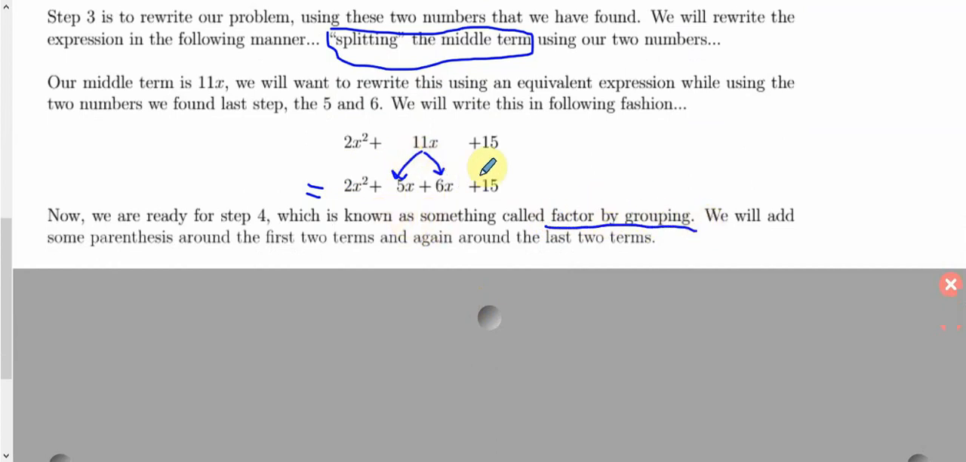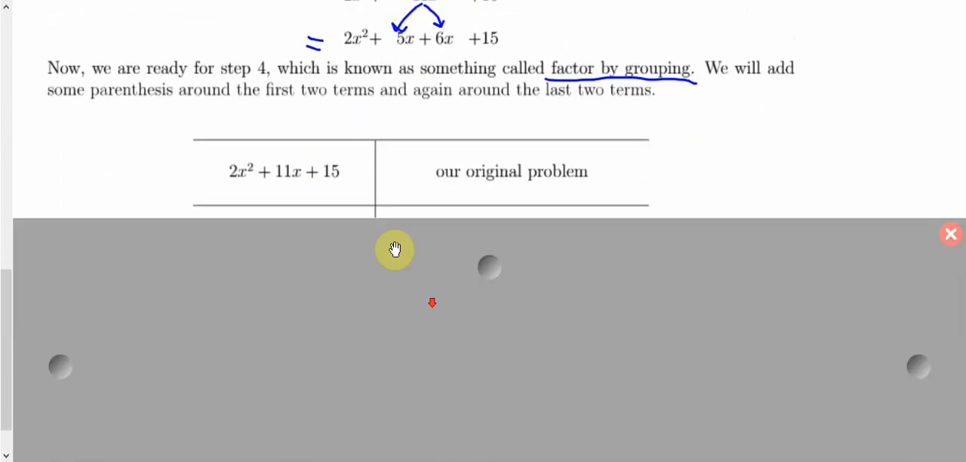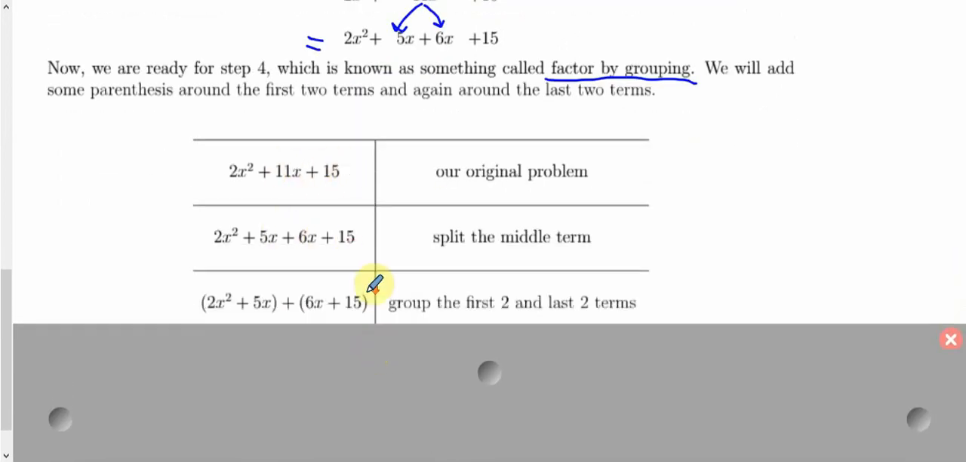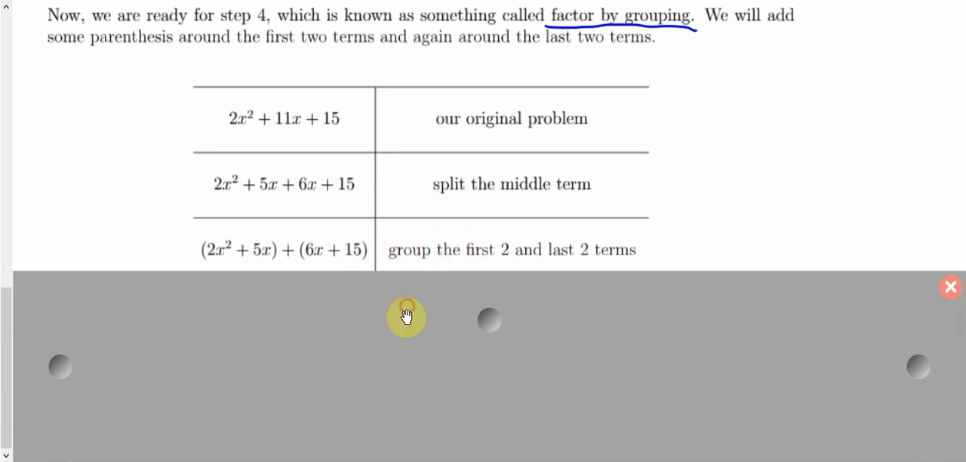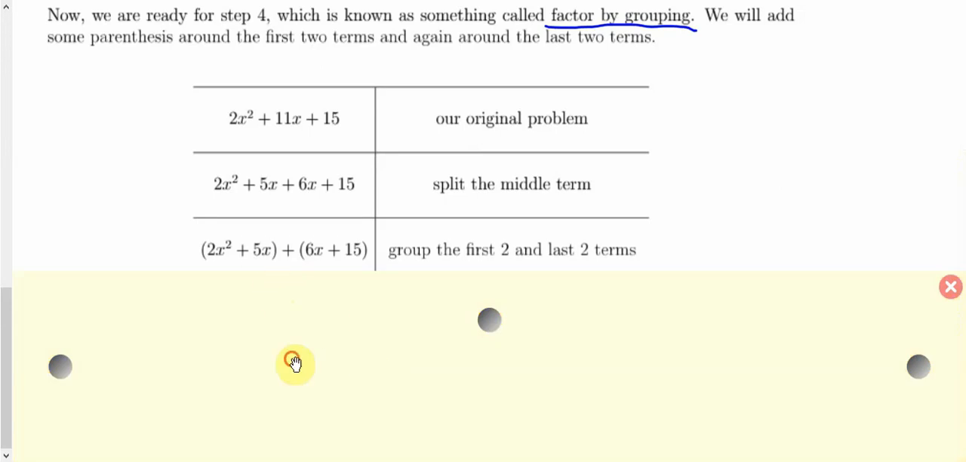Notice that these are all additions through here. So I'm allowed to add grouping symbols because of the associative property wherever I want to. So what we're going to do is lazily group the first two numbers and lazily group the last two numbers. Okay? So this is just what we have. Original problem, split the middle term, and then group the first two and last two terms. So all I did was add grouping symbols. Okay?